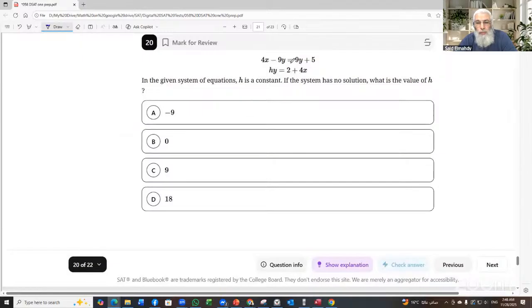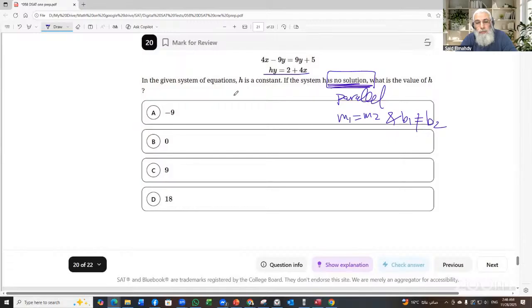4x minus 9y equals 9y plus 5, and hy equals 2 plus 4x. In the given system of equations, h is a constant. If the system has no solution, no solution means the two lines are parallel, so they have the same slope and different y-intercepts. So what is the value of h?